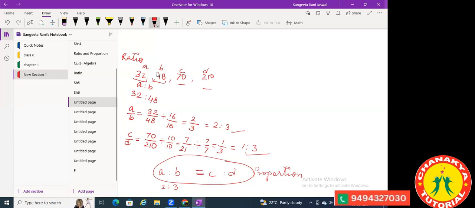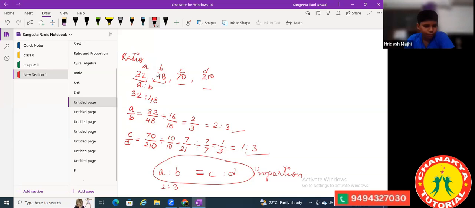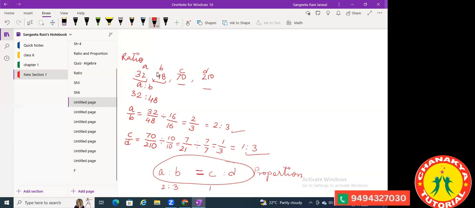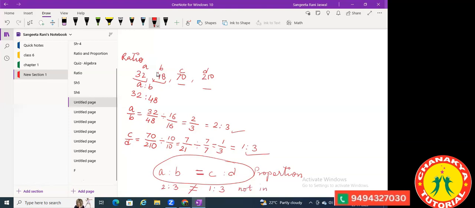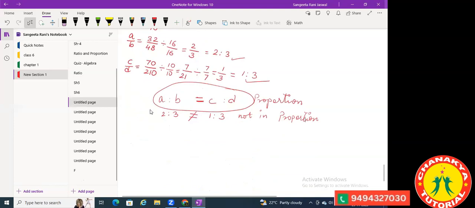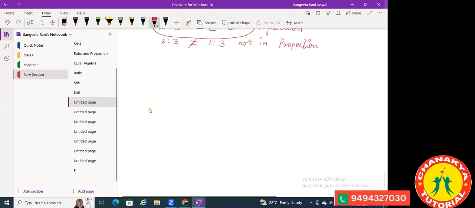So when we are talking about 2 ratios, there will be 4 numbers. There will not be any 5 numbers. So here, are these two ratios equal or not? No, they are not equal, so they are not in proportion. If I had some ratio 5:6 and another ratio also 5:6, then I can say that these ratios are in proportion.